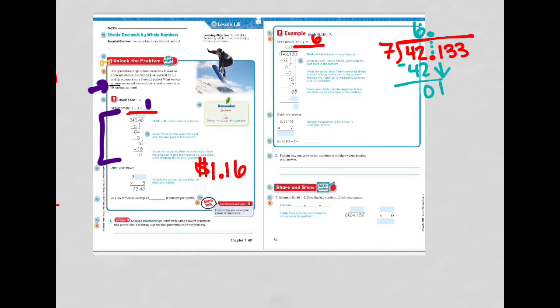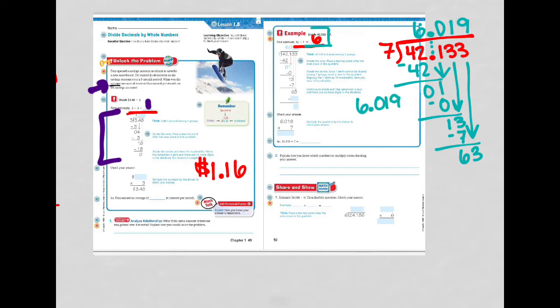I bring down a 1. 7 cannot go into 1, so I put a 0 there. 0 times 7 is 0. I subtract and have a 1. Now I bring down this 3. The 3 makes it a 13. 13 divided by 7, 1 time. 7 times 1 is 7, and I get a 6 there. Now I bring down this 3, and 7 can go into 63 9 times. So I have 6.019, which is very close to my estimate that I had of 6. So we're doing good so far.